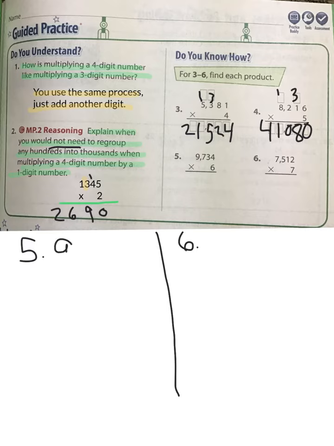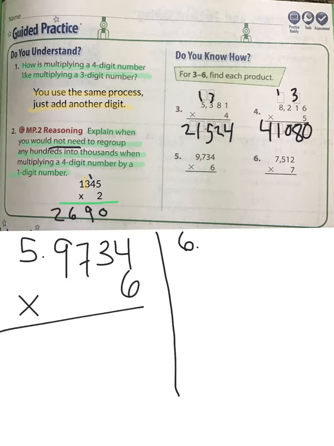Numbers 5 and 6 I'm going to do down here just so it's easier to see. We have 9,734 times 6. Go ahead and multiply 6 times 4, which is 24. Write down your 4 and regroup your 2. Then you would multiply 6 times 3, which is 18, plus 2 more is 20. Write down your 0 and regroup your 2.